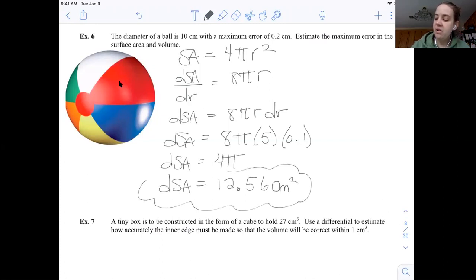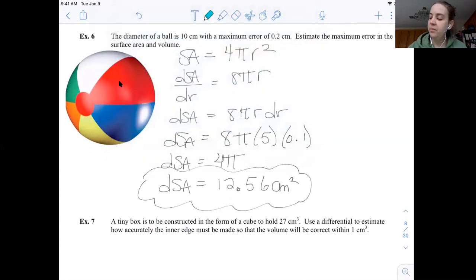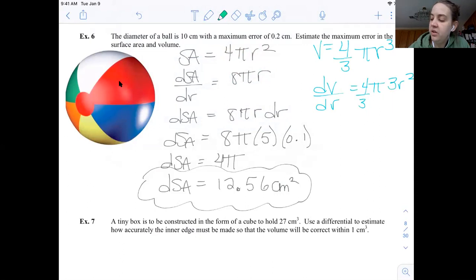So that is the error in the surface area. We are also asked to find the error in the volume. So the volume formula, that's what I almost said a minute ago, is 4/3 pi r cubed. So when we want to find the derivative of that, dV/dr is 4/3 pi times the derivative of r cubed, which is 3r squared. Now the cool thing that happens here is look at your 3 in the denominator, 3 in the numerator. Those cancel.